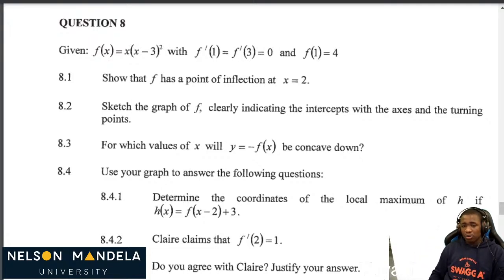So we are also told that f of 1 is 4. So let's have our 1 here. f of 1 is equal to 4. Let's have 0, 1, 2, 3, and 4.